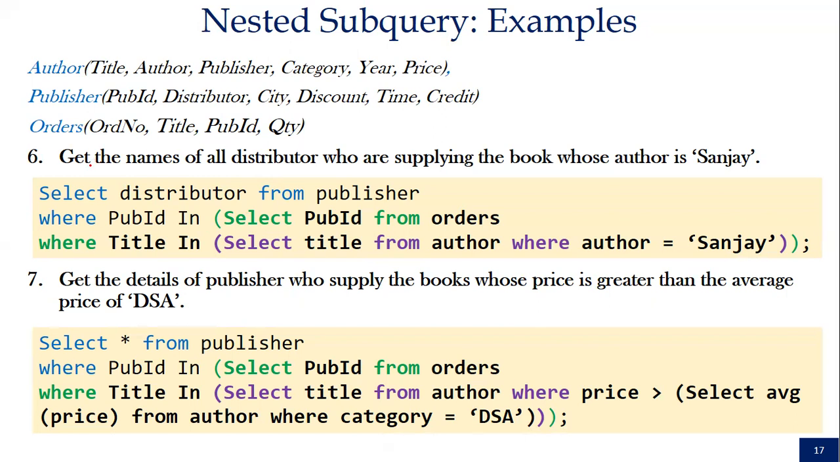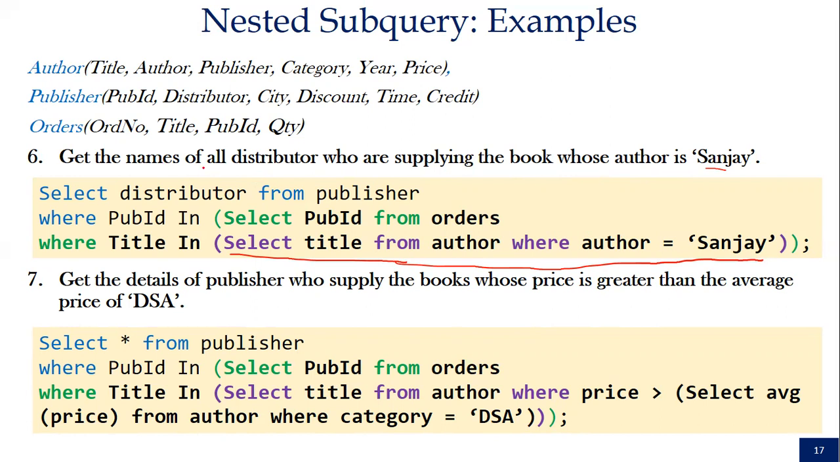Like here you can see one example: get the name of all the distributors who are supplying books whose author is Sanjay. So now we have to fetch the book title whose author is Sanjay. We can write this query: select title from author where author is Sanjay. So only the books having author Sanjay will be fetched.